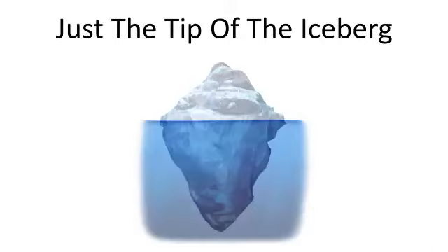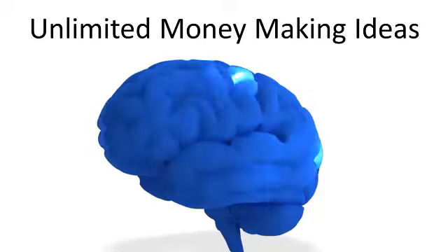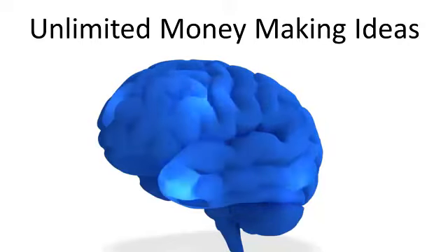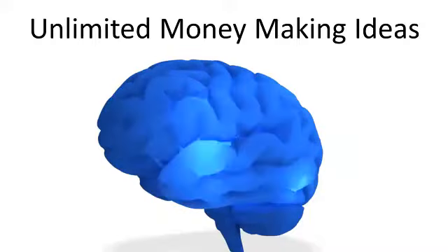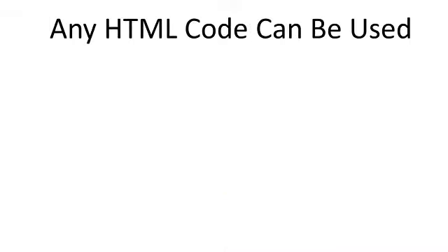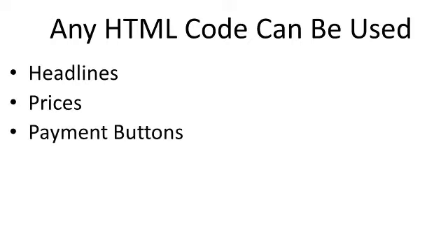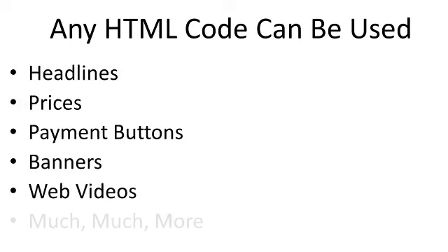So I know that when you begin to see firsthand the power and the extra profits that the web page customizer could start to bring you, you'll keep thinking up new and exciting ways to use and profit by continuing to use it. Remember, virtually any HTML code can be used within the variable settings, so you can easily swap out any of the following depending on the location your website visitor is from: headlines, prices, payment buttons, banners, web videos, and much, much more.